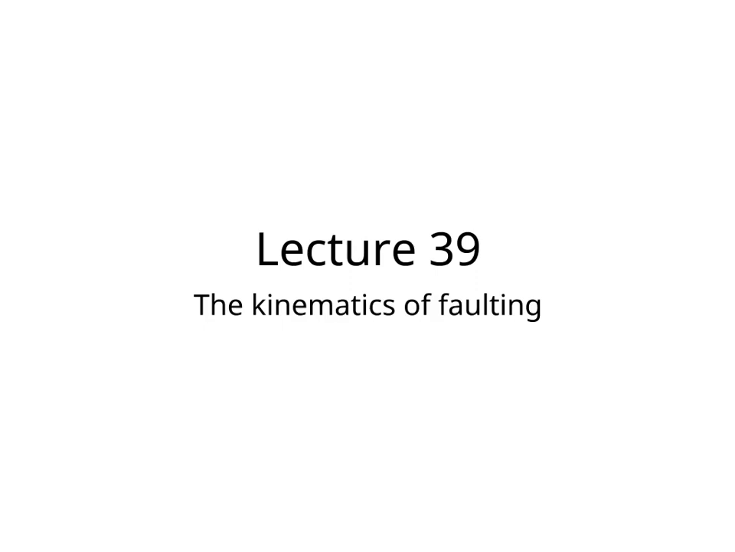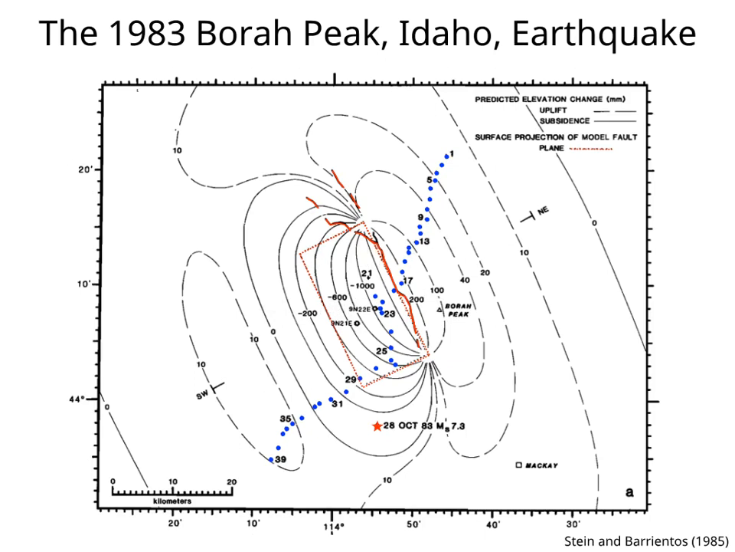Lecture 39, The Kinematics of Faulting. Earthquake deformation tells us a lot about the displacement of faults. The red star in the figure is the epicenter of the magnitude 7.3 Borah Peak, Idaho earthquake, in 1983.